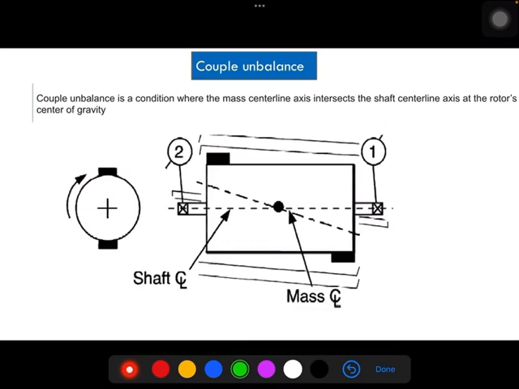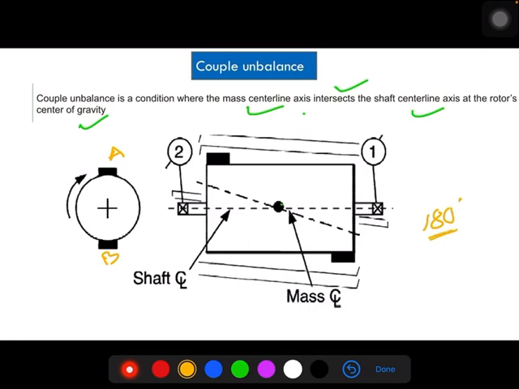Next, consider couple unbalance. Couple unbalance is a condition where the mass center line intersects the shaft center line axis here at the center of geometry. In the earlier case, this mass center line and geometry center were parallel to each other, but in this case there is an intersection between the mass center line and the geometric center line. In couple unbalance, there are two equal masses here, A and B. They lie in opposite planes, 180 degrees across.